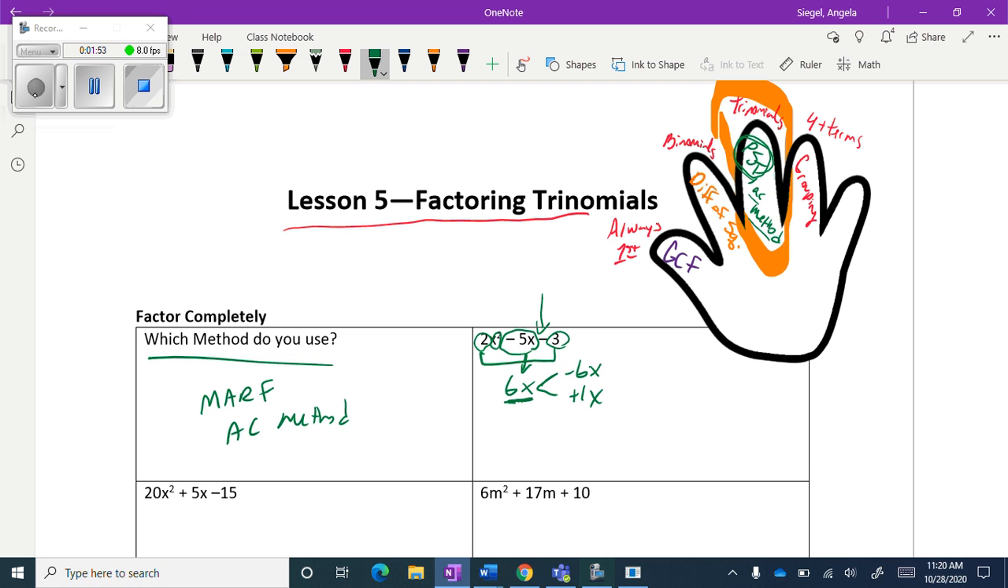So I have -6x plus 1x, and that -6 times 1 is going to give me that 6. And if I subtract these, -1 minus 6 is going to give me that -5. Okay, so then it's going to become factor by grouping. So I'm going to take the first term and I'm going to split apart the -5x into -6 plus 1, and then the last term. So notice that these terms haven't changed at all. I just made this middle -5x look different.